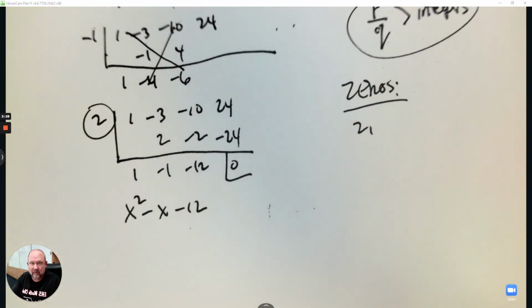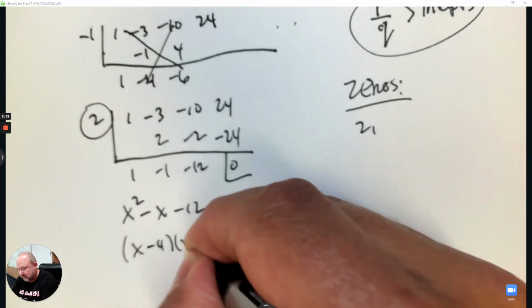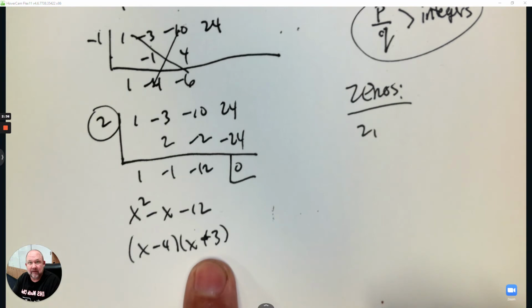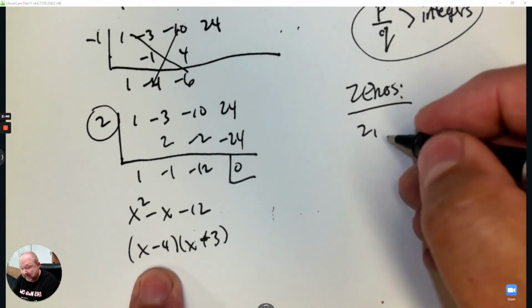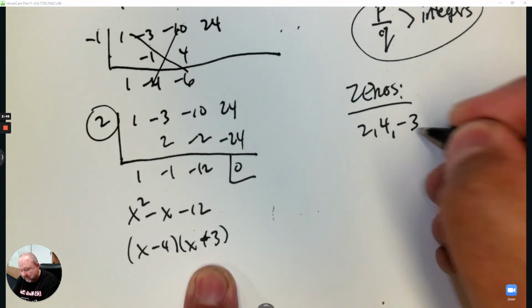At this point, we're just going to factor and find the other zeros. So the two numbers that factor here are -4 and +3. They add up to -1 and they multiply to -12. So that zero is +4 and that zero is -3.